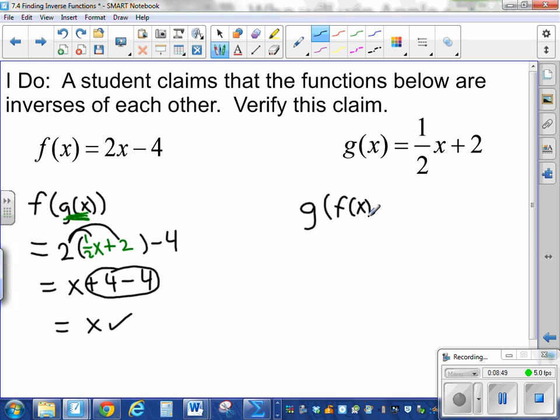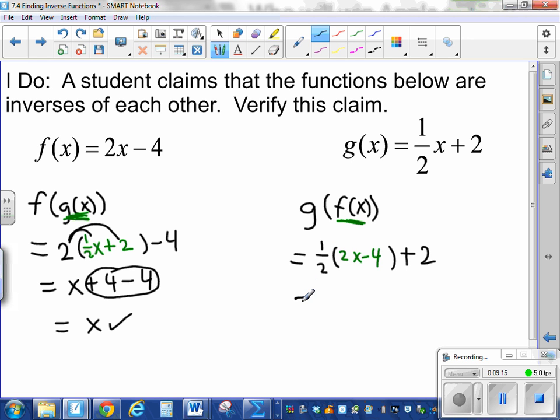show me both compositions. So with this one, you're going to take 1/2 of x, but it's a blank spot, plus 2. So it's half blank spot plus 2. So inside of this blank spot, let's go ahead and put the 2x minus 4, because that's what your f of x is inside of the g of x.